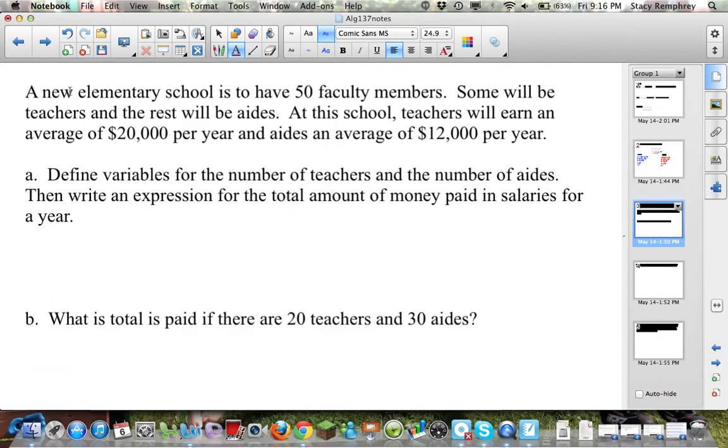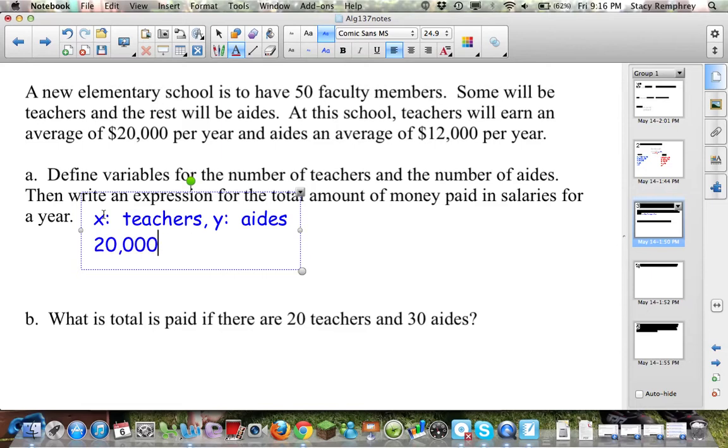In the next slide, a couple things here. A new elementary school is to have 50 faculty members. 50, it can't have 40, it can't have 60. 50 is an exact number, it must have that. Some will be teachers and the rest will be aides. At this school, teachers will earn an average of $20,000 per year and aides an average of $12,000 per year. So to define variables for each, that just means tell me what the variables mean. So x is going to be my number of teachers, y is going to be my number of aides, and then I have to write an expression for the total amount of money paid.